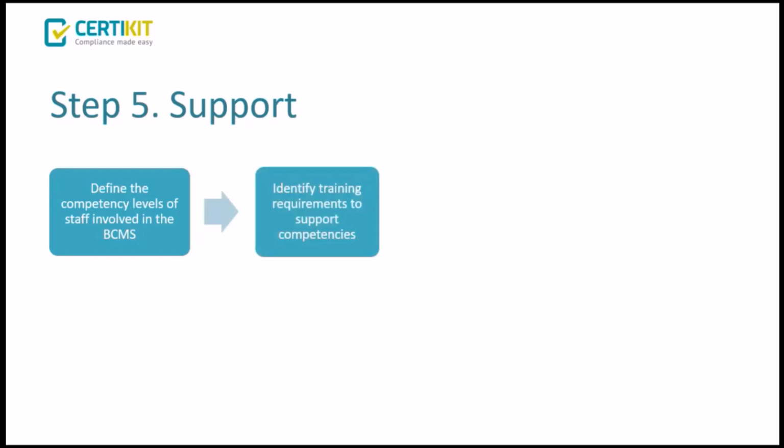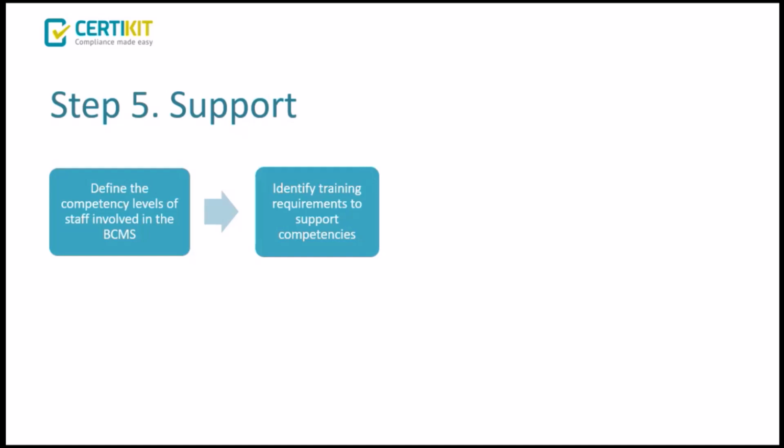Just as I said, identify the training, get an individual. He needs this to attain competency for his level within the BCMS. We've identified the training. We put it in our training plan. He's gone for the training. We got a certificate that he's done it. There you go. Training requirements for the support competencies ticked off. And again, an auditor is going to be looking for that.